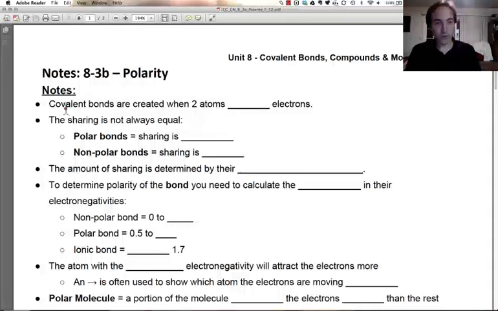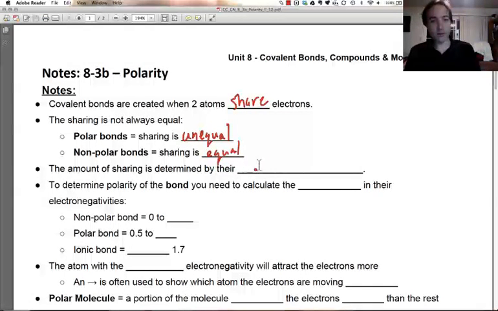To do that, we first need to review the fact that covalent bonds are created when two atoms share electrons. But as we talked about in class, the sharing is not always equal. If the sharing is unequal, we call that a polar bond. If the sharing is equal, we call that a nonpolar bond. And we can actually determine the amount of sharing. We talked about this in class during one of our WISP chats.